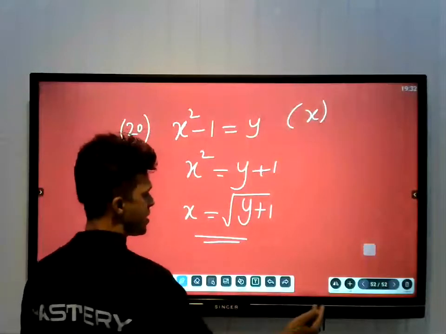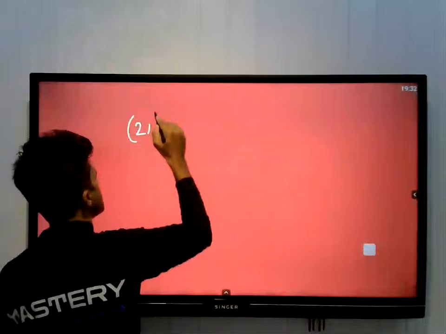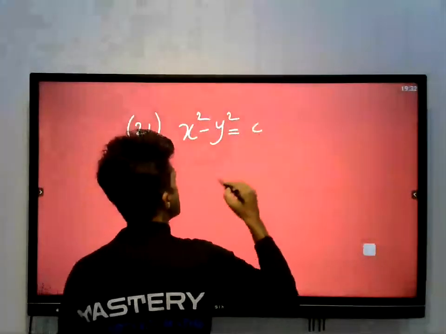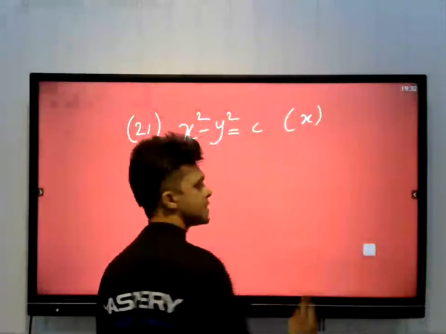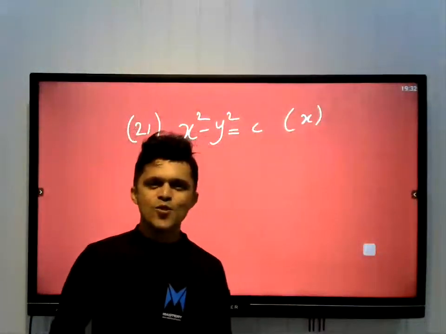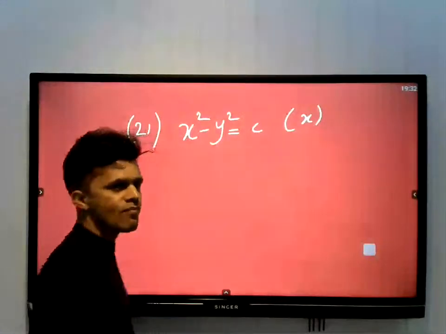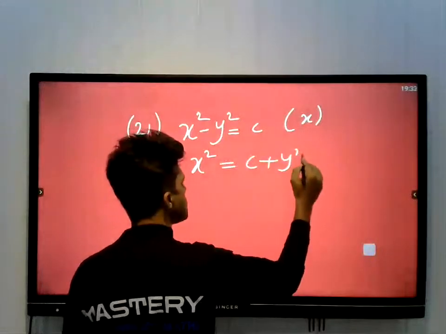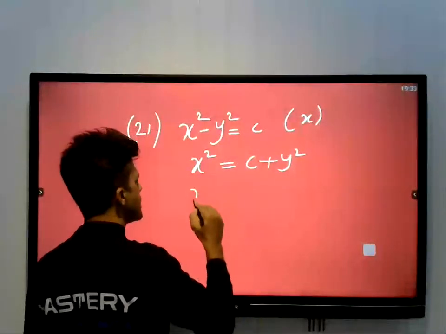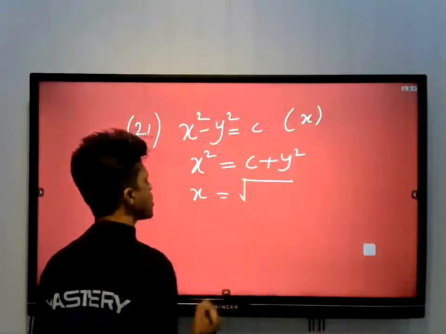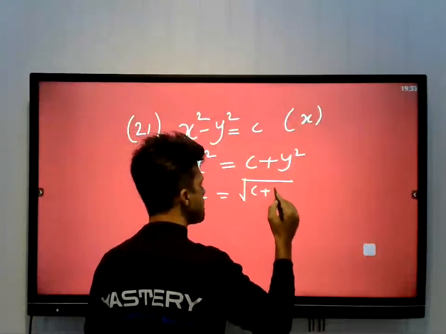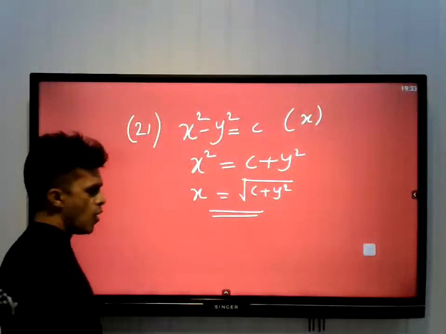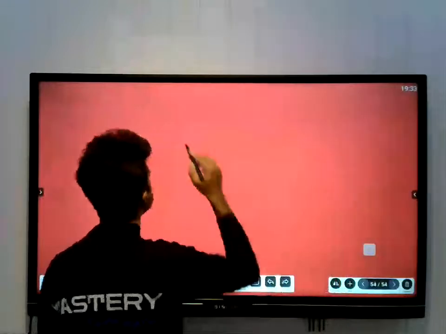We could do the 21st question here. X squared minus y squared equals c. How do we write the term x as the subject? X squared equals c plus y squared, as minus y squared becomes plus y squared. So x equals, again getting the square root, the square root of c plus y squared. This is the answer. So this is how you do this type of one.